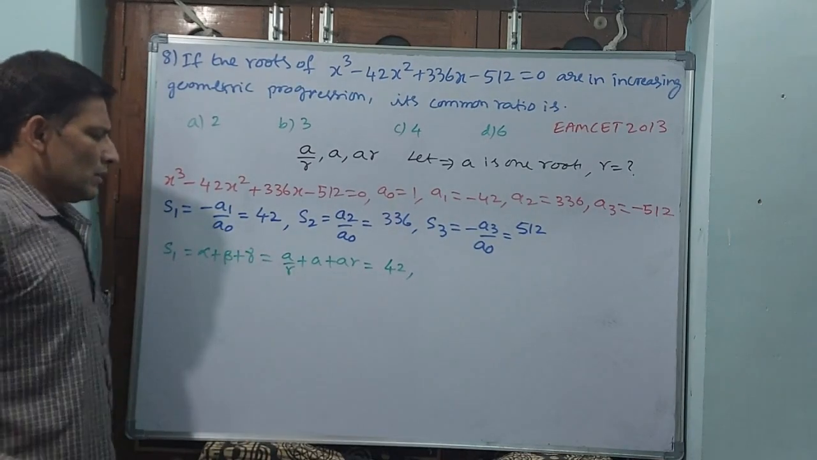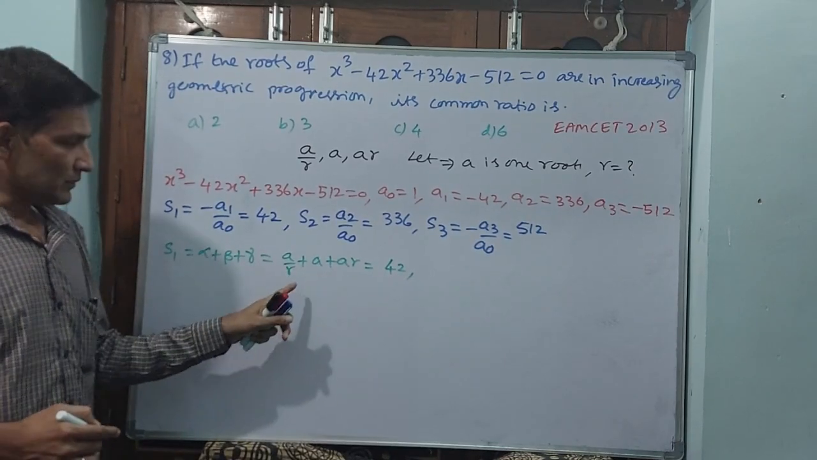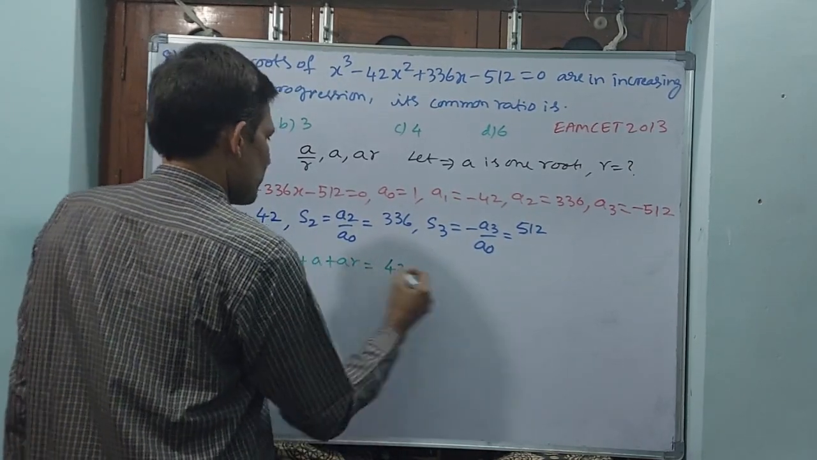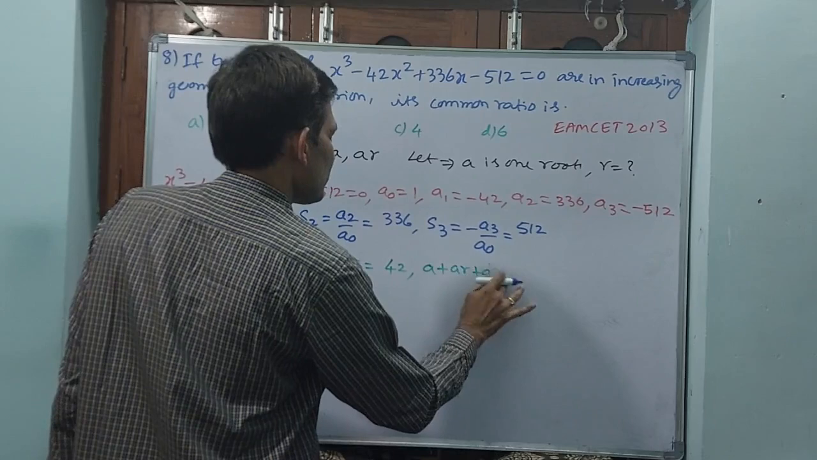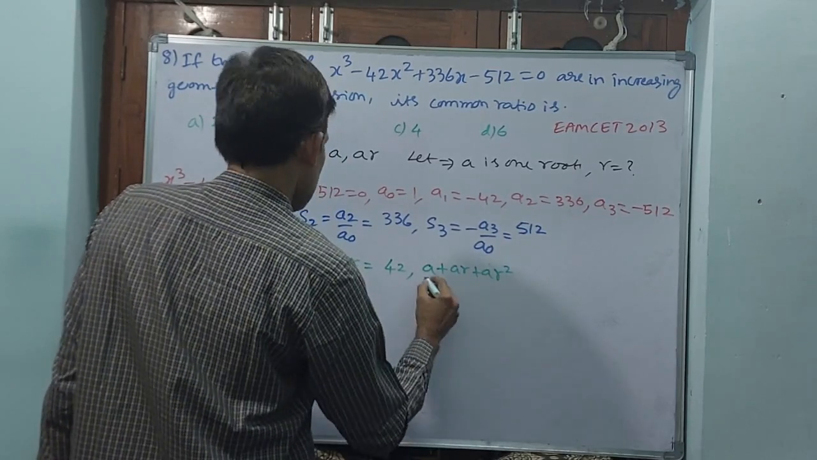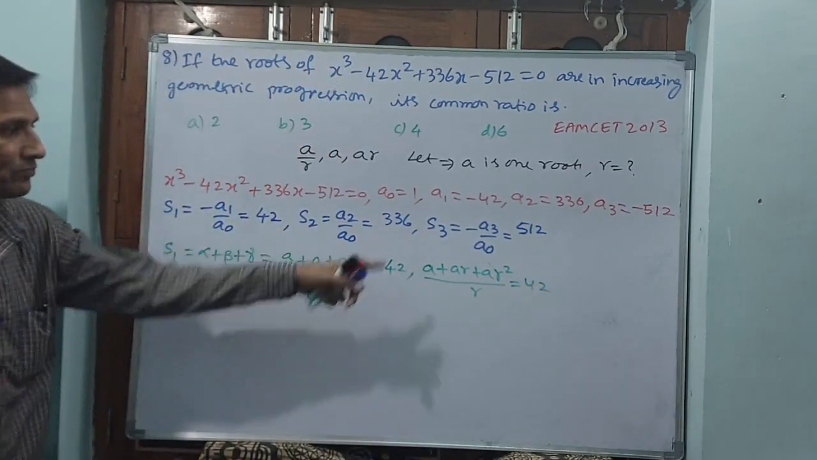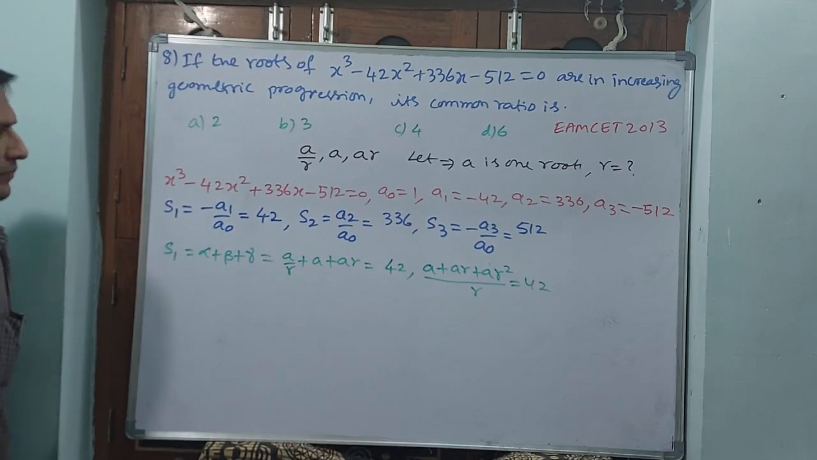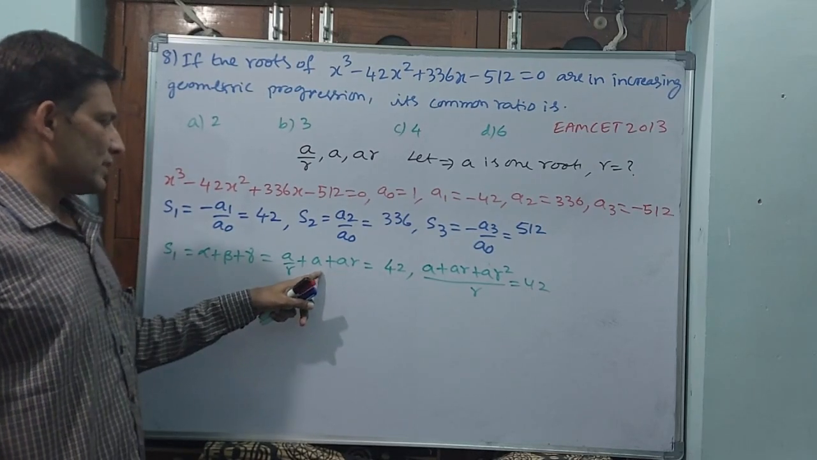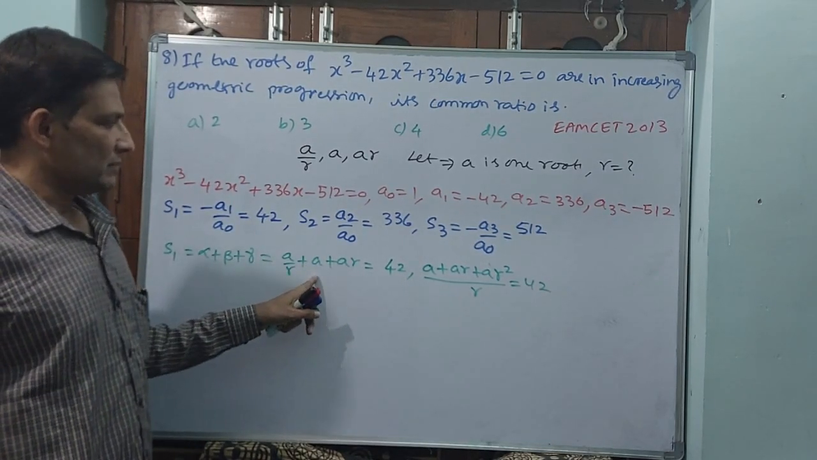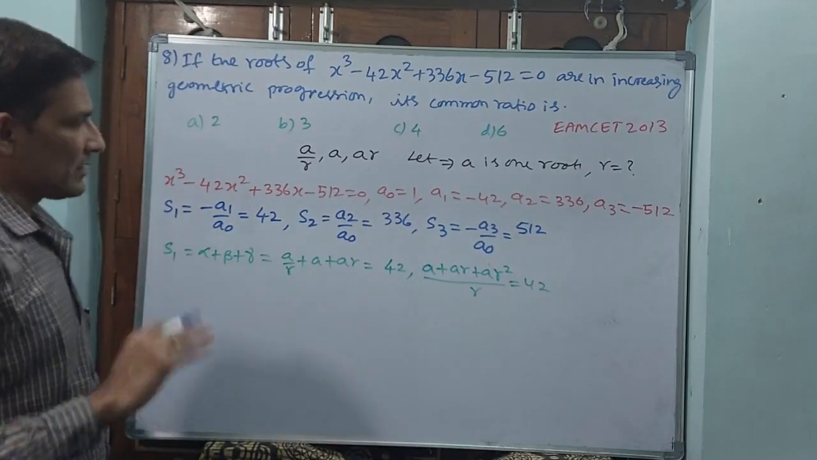Okay, now, sorry. You take LCM, R as LCM. A plus AR plus AR square by R is equal to 42. Is it okay or not? You tell me. Definitely okay. Why? Because see, if you take R common, you think of AR by R. Okay, A plus AR by R is there. Again with AR you have done R square. Okay, that will come.